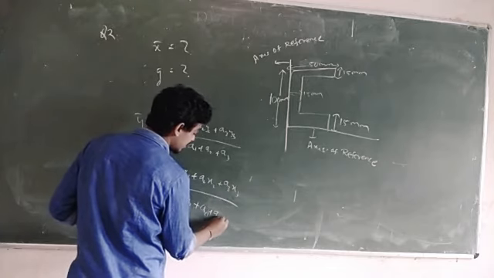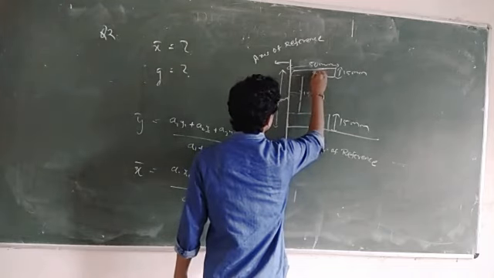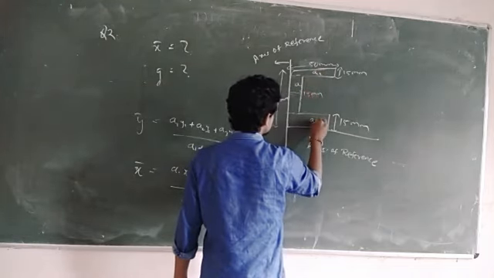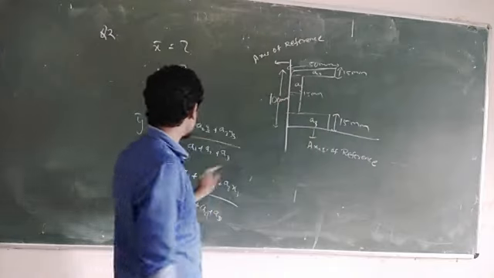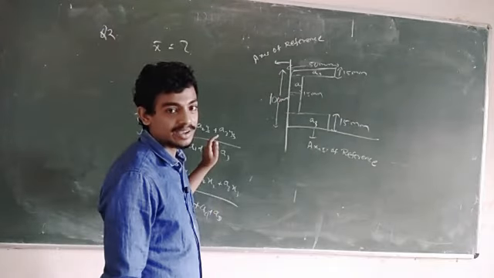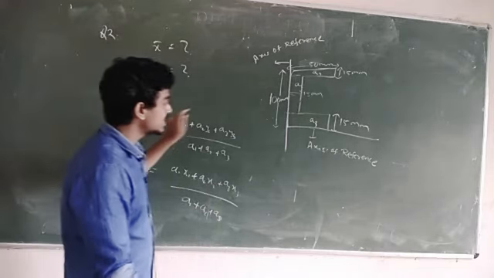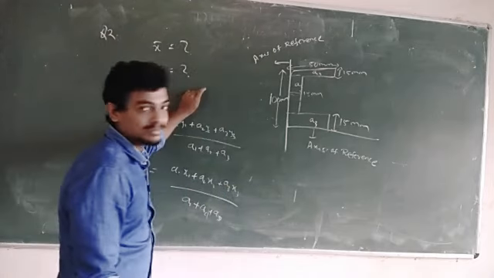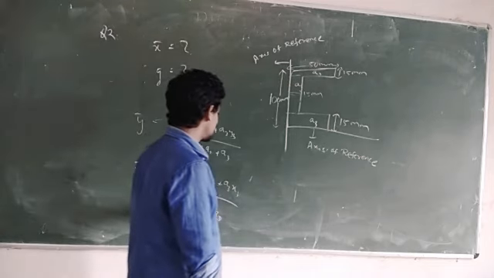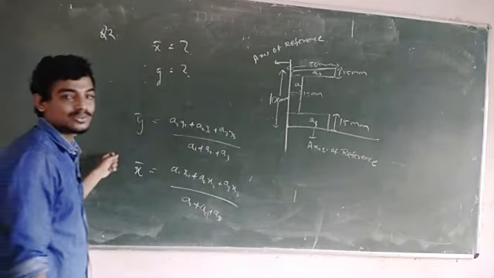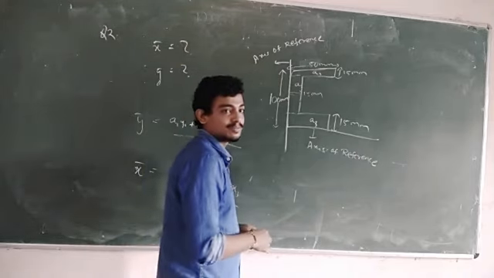Why am I writing 3 here? Because this area can be divided into 3 parts. Suppose this is a1, this is a2, this is a3. So you have to calculate a1, a2, a3, and according to them x1, x2, x3 and y1, y2, y3. This problem I am leaving here, just giving the hint. Try to solve this one before the next class. In the next class I will solve it and give the answer of this problem. Okay, thank you.